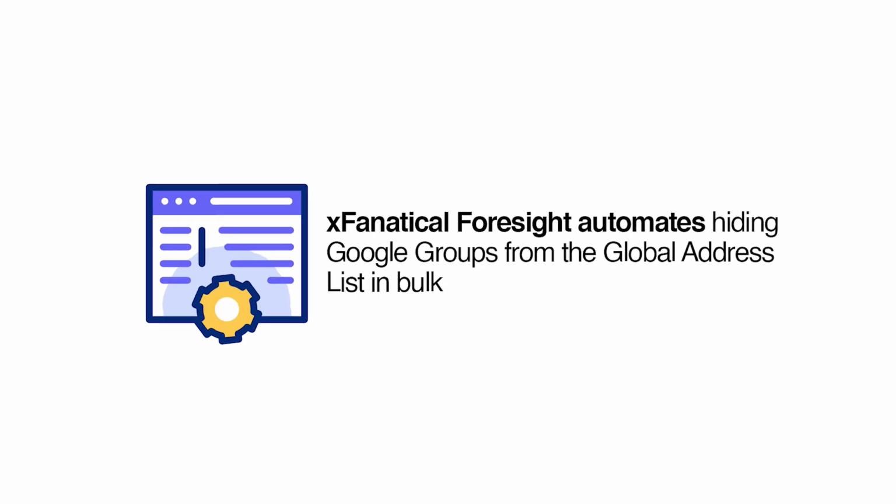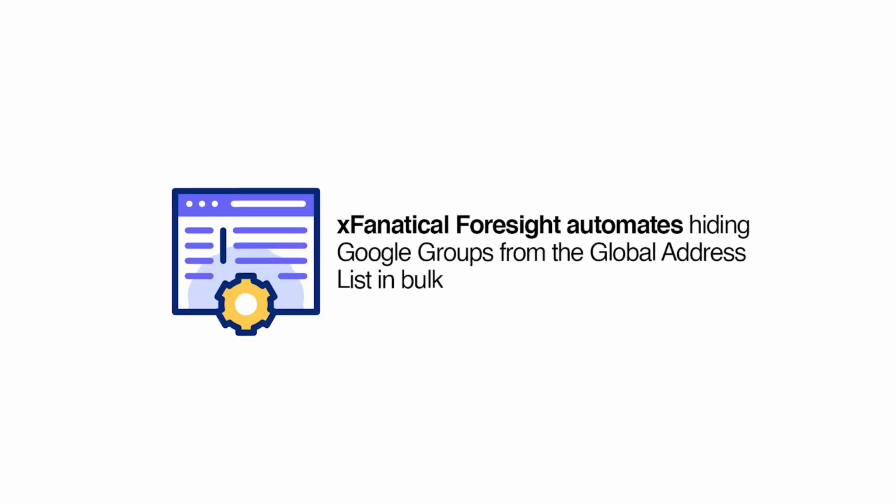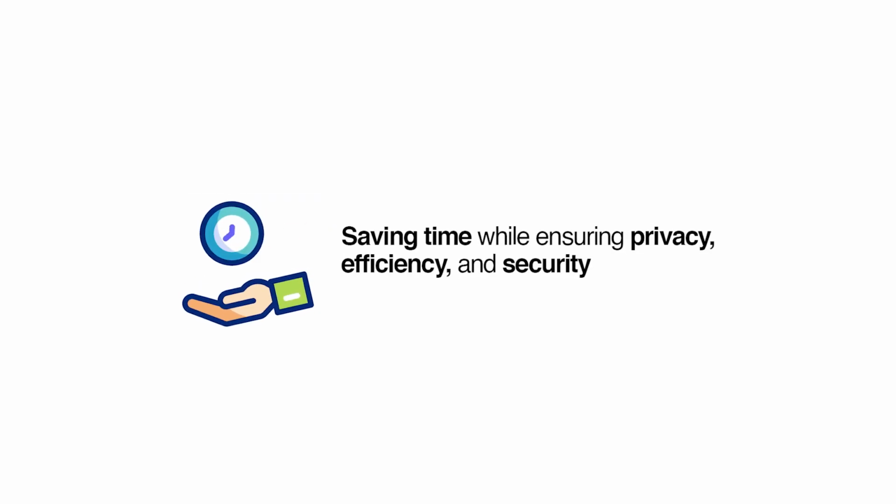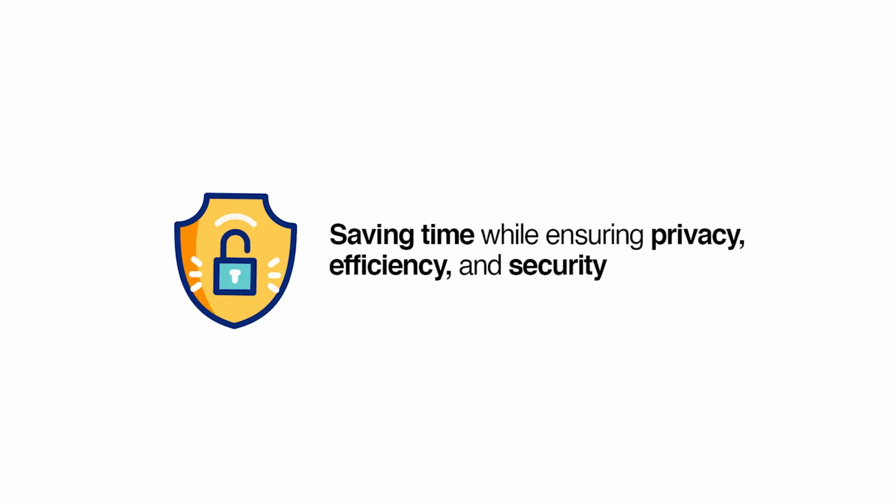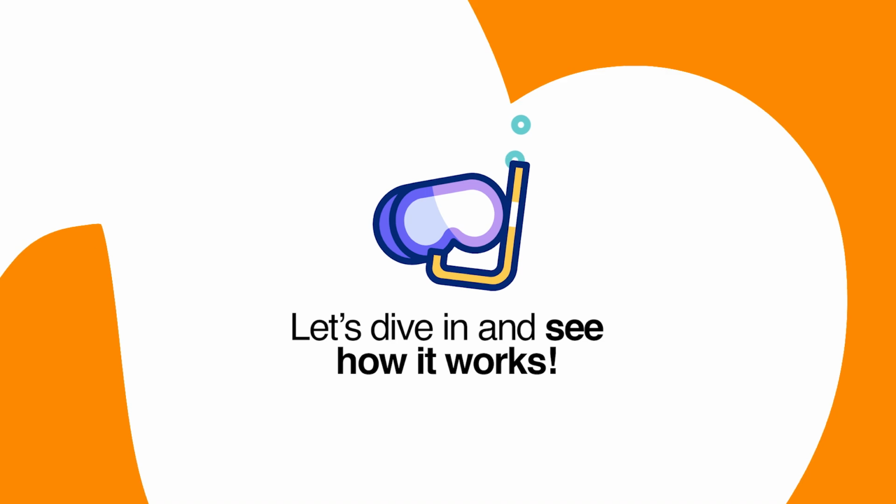Fanatical Foresight automates hiding Google Groups from the global address list in bulk, saving time while ensuring privacy, efficiency, and security. Let's dive in and see how it works.